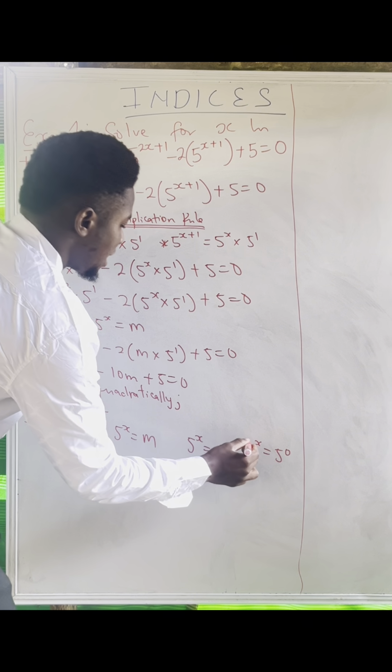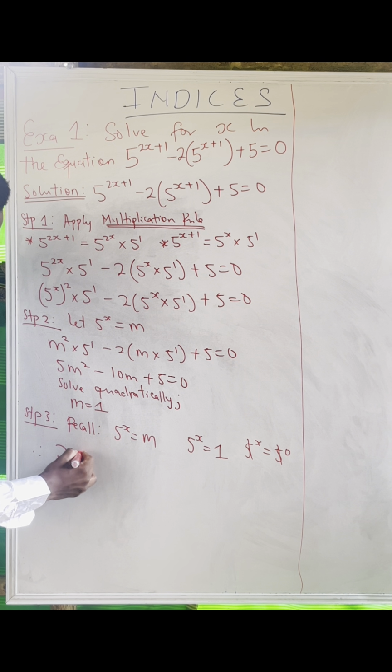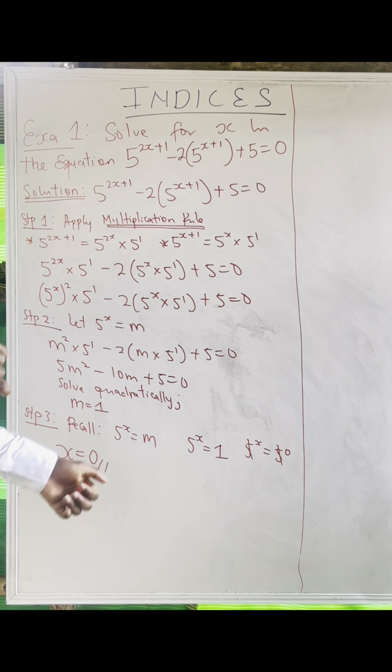So 5 raised to power 0 is still 1. Therefore, the bases cancel, and the value of x is 0. So the x that I was asked to look for is 0. The answer is 0.